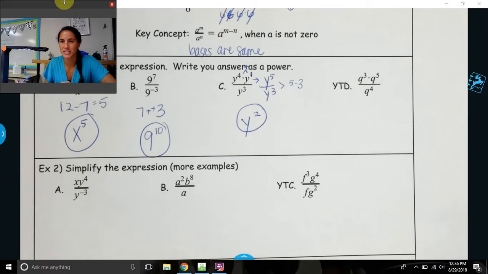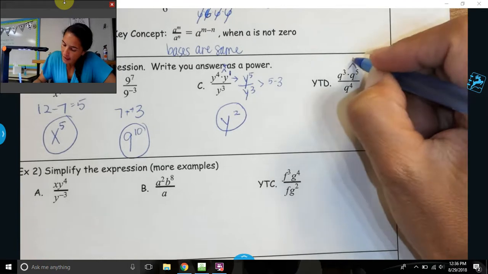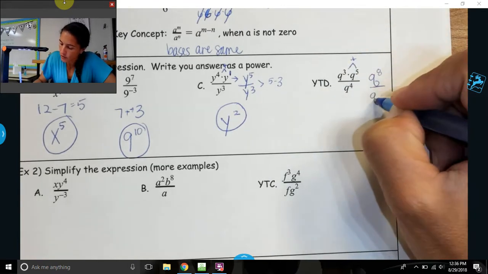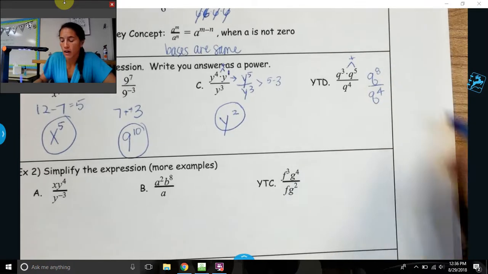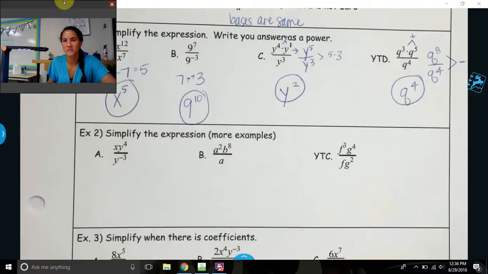All right, you try example D. Press pause and then play when you're ready. So I'm going to add at the numerator, and I get q to the 8 over q to the 4th. And then I'm going to subtract because it's division, and I get q to the 4th power. So that should be your answer.